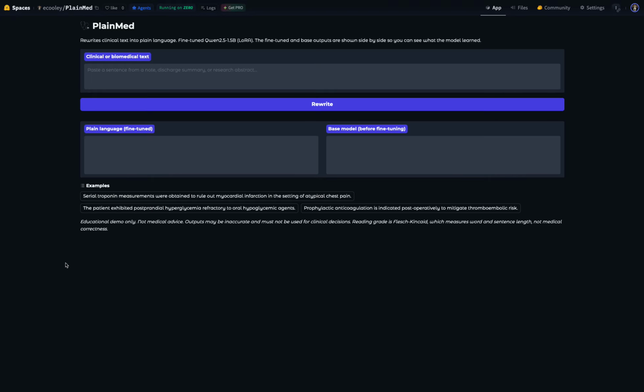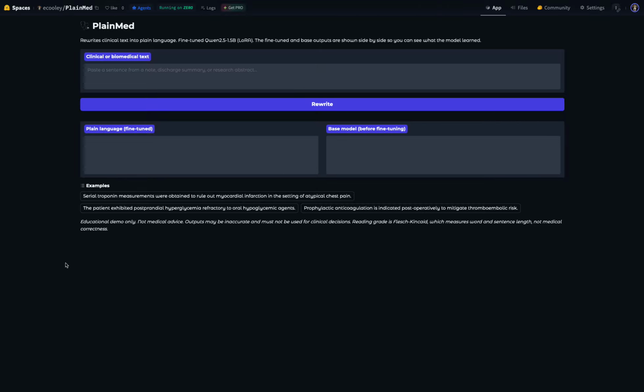A little bit of context for the project. Most people, when they receive a discharge summary or a lab result, look through the clinical data and lab information, have absolutely no idea what it means, and struggle to read what the language says. So this model basically translates tough to read clinical jargon into plain language.